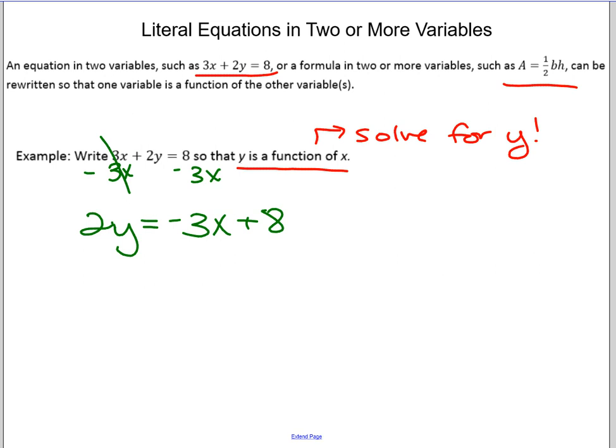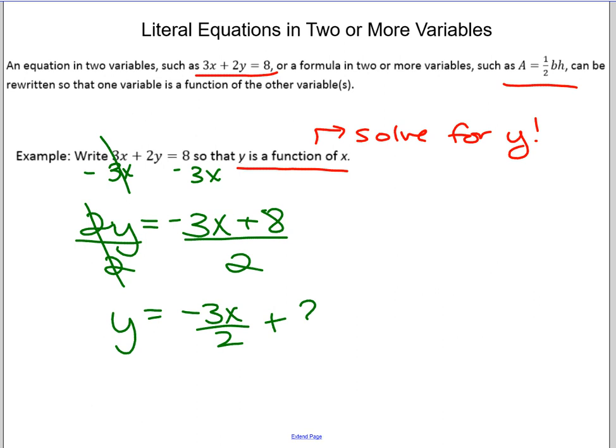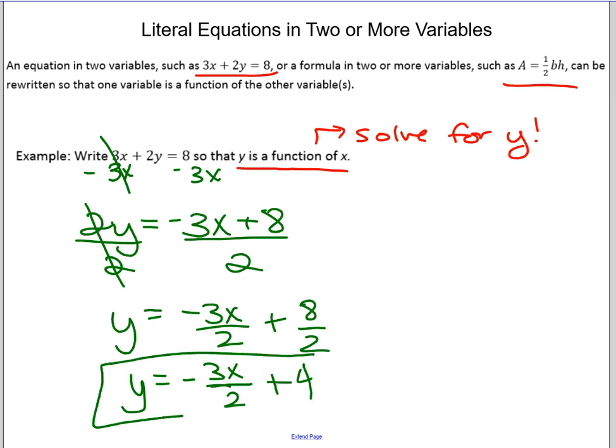I have 2 times y is equal to negative 3x plus 8, so I need to undo multiplication. I need to divide both sides by 2, right? Divided by 2, that cancels out. I have y is equal to, break this up, negative 3 over 2x, or you could leave it as negative 3x over 2 plus 8 over 2. But guess what? What's 8 over 2? My final answer is this, because that 8 over 2 reduces to 4.